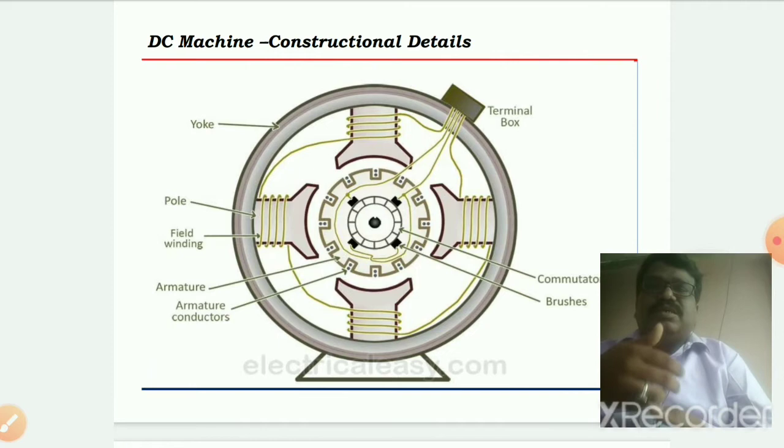Next, coming to constructional details of a DC machine. A DC machine consists of various parts. They are yoke, pole, pole shoe, field winding, armature, armature conductors, and commutator and brushes. These are the various parts of the DC machine.